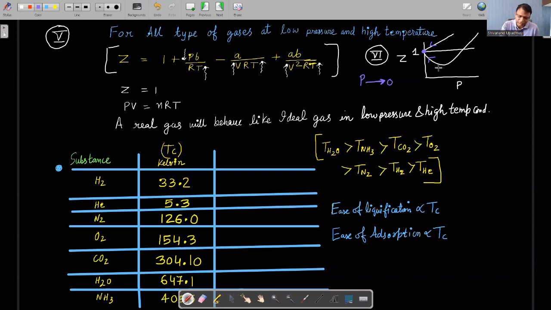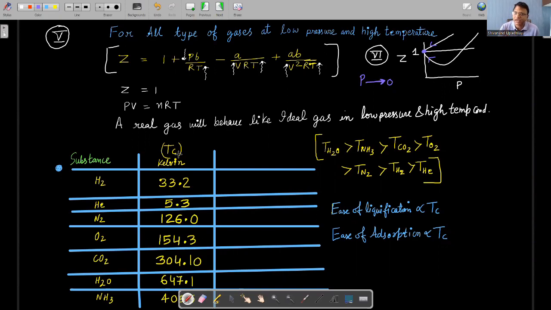Now, if you go through your NCERT, there are substances and their critical temperature is mentioned. And today we don't have time to derive this critical temperature for van der Waals real gas. So we are just discussing the application of this critical temperature. Critical temperature is the maximum temperature up to which a gas can be liquefied. So higher the value of critical temperature means the gas can be liquefied at higher temperature also.